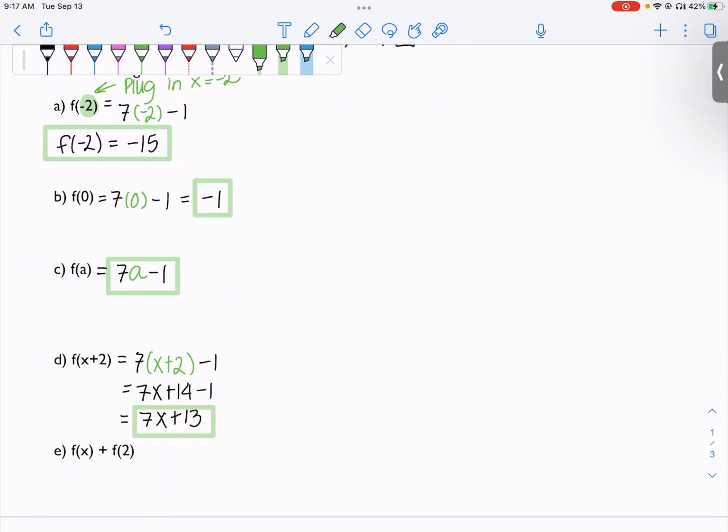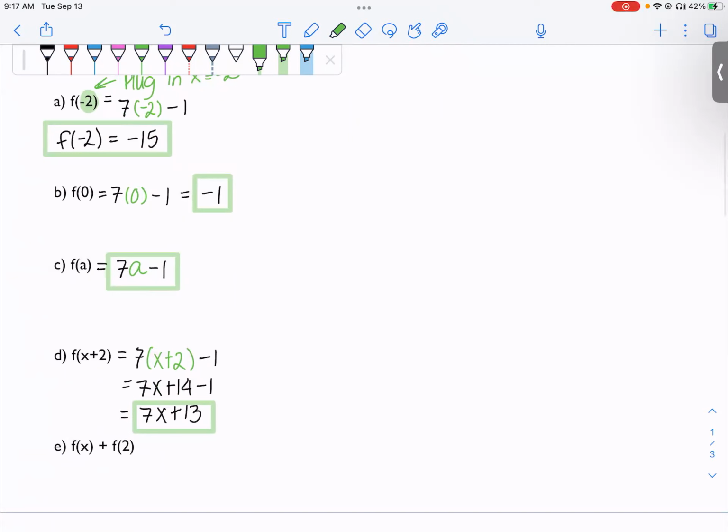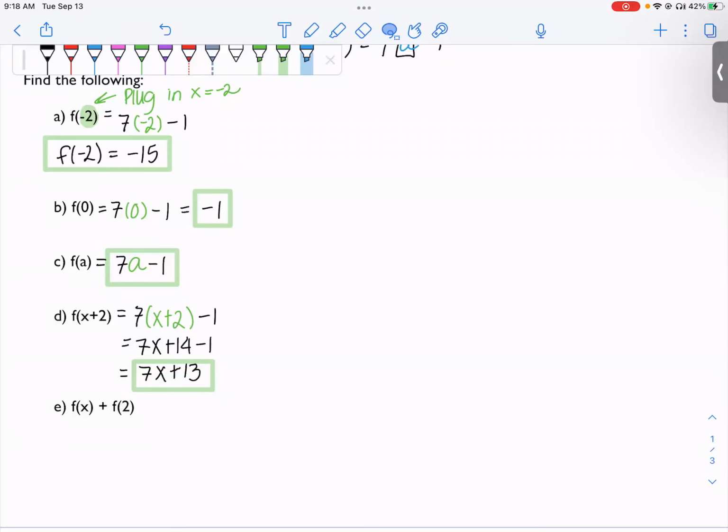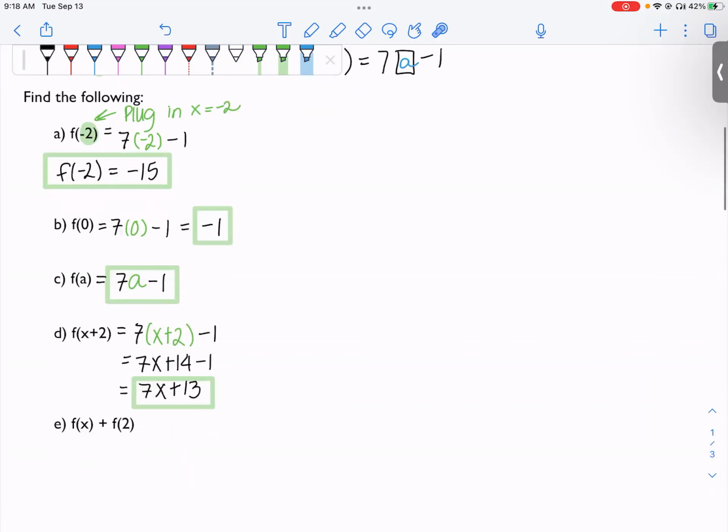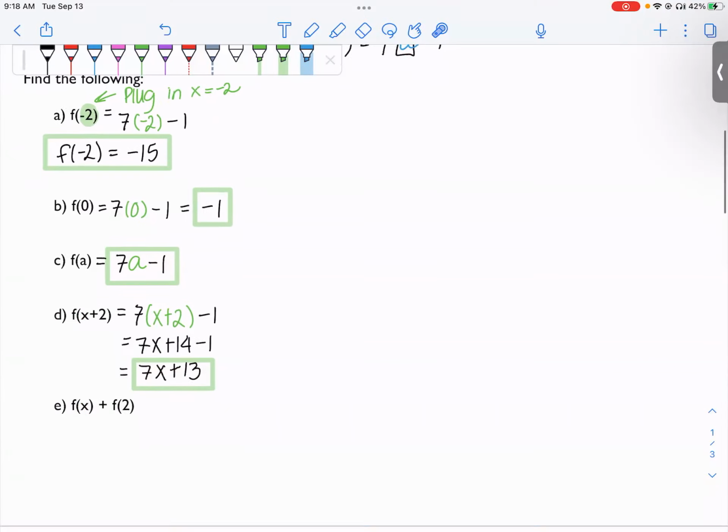All right. And then finally, let me pause and pull everything up a little bit so that this last problem's not falling off the page. All right, I'll move things around a little bit. So for this last problem here, we're really asking ourselves the question, are these two things the same? So the big thing here is, is f of x plus 2 the same thing as f of x plus f of 2? Let's find out.